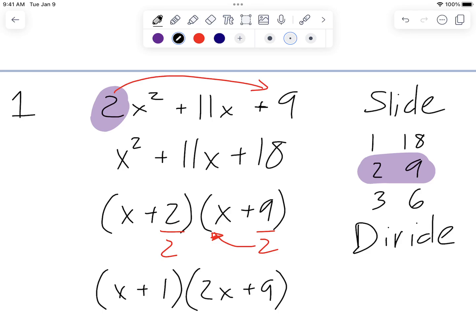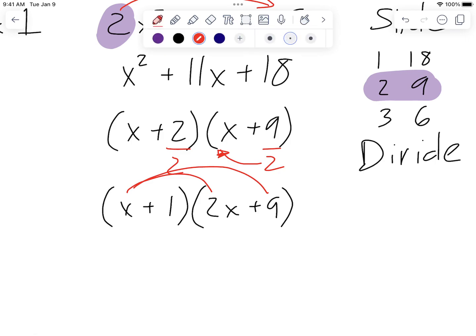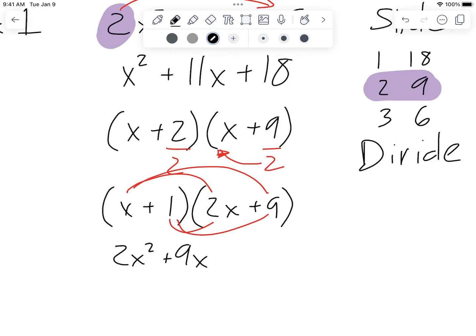Now if we want to check our work, take and distribute it out, FOIL it out again. So we've got x will distribute into the 2x plus 9, and that gives us 2x squared plus 9x. Then we'll distribute in the 1, and that gives us 2x plus 9, excuse me.